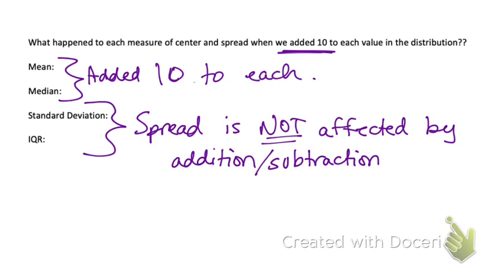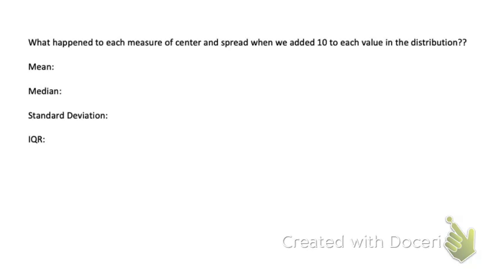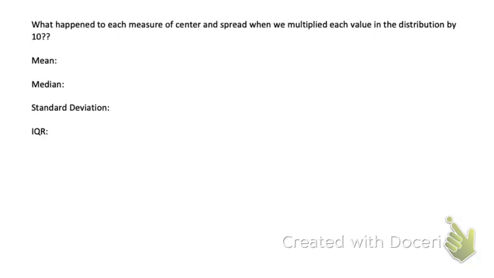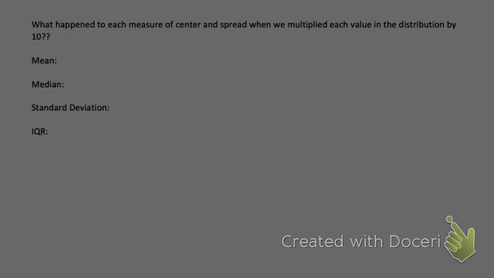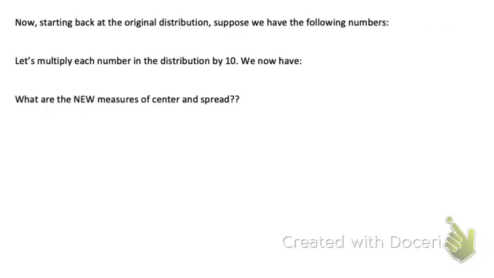Guess what else is not affected? The range would also not be affected. Now, the max and the minimum did change, but the difference between them did not change. All right, you guys, back to the original. Back to the original distribution. Whoops, so sorry, my bad. Wrong one, there we go. Back to the original distribution: 1, 2, 3, 4, 5.